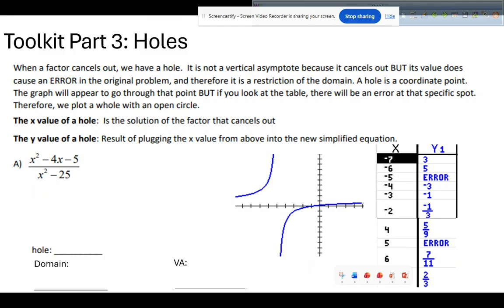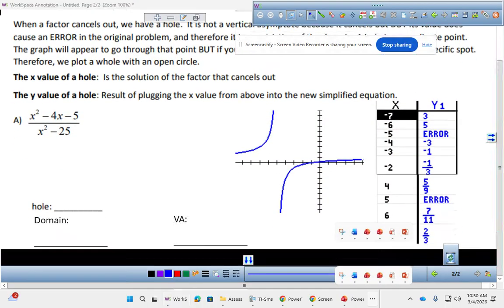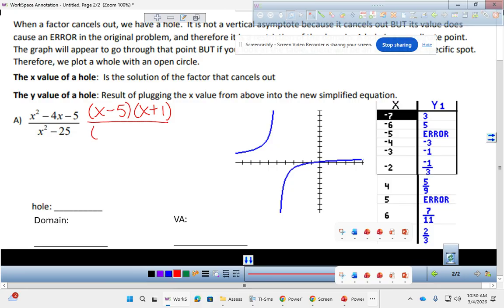Okay? So, if you are presented a problem, you would not know if it had a hole in it just by looking at it. You'd still have to factor the numerator and denominator first. So I'm going to look at this problem, and I'm going to factor the numerator and denominator just like I would in a normal problem. X minus 5, x plus 1, x minus 5, x plus 5.